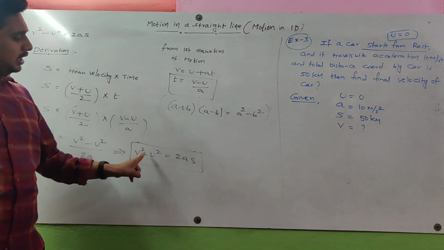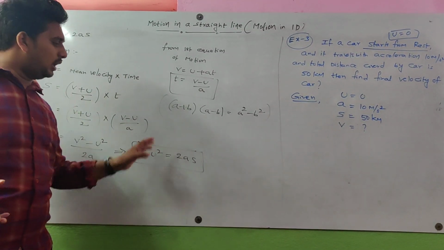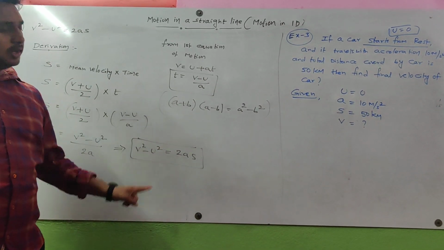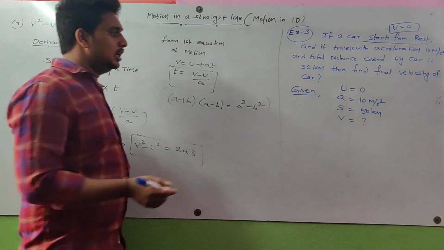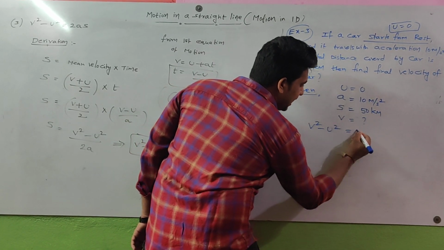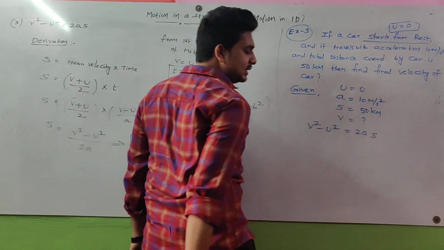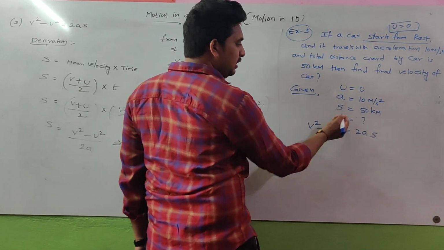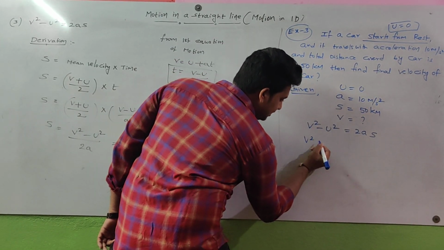Observe carefully: v, u, a, s. Do all these exist in this equation or not? That's why we apply the third equation here. So the third equation: v square minus u square is equal to 2as. We need to find v only.